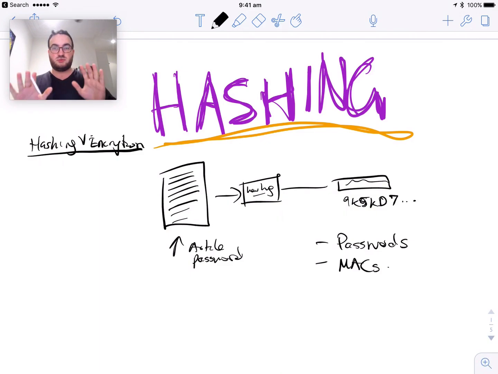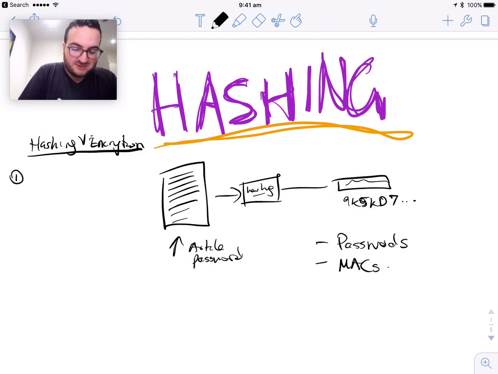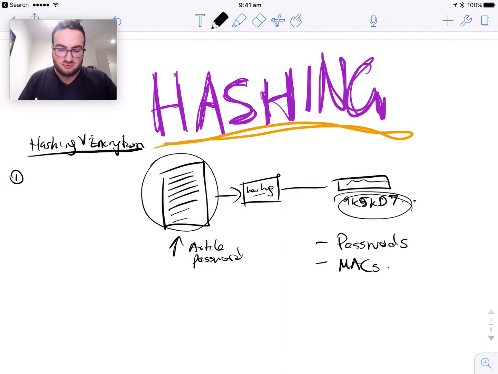I encourage you to pause the video and see if you can come up with 3 differences between hashing and encryption. So pause the video now. Okay, you didn't pause the video. Fair play to you. Let's have a look at some of the differences. First differences between hashing and encryption, right? They both take in an input and they have this gobbledygook output.